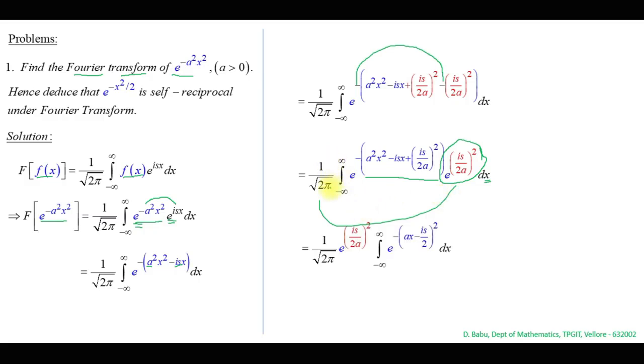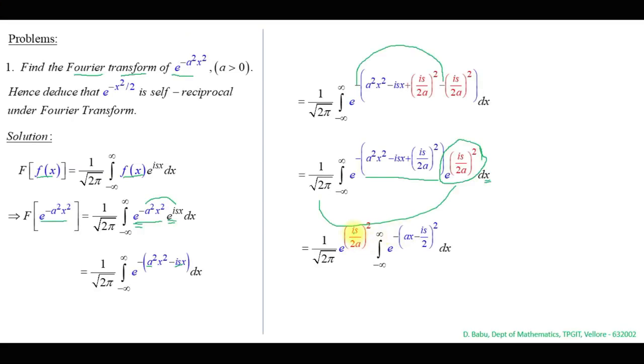So 1 divided by square root of 2 pi. So it is independent of x. Therefore, it is a constant. So we take it outside, minus infinity to plus infinity. So these three terms can be written as ax minus is by 2a the whole square. So if you expand this, that is a square minus 2ab plus b square, we have these three terms. You can check it yourself.